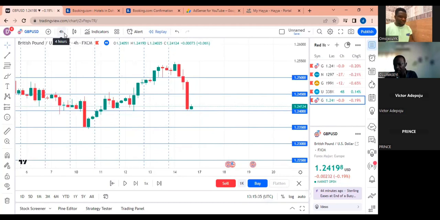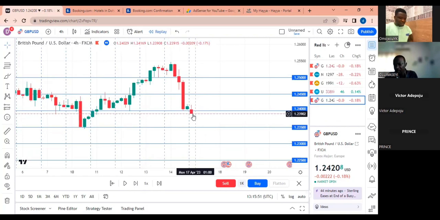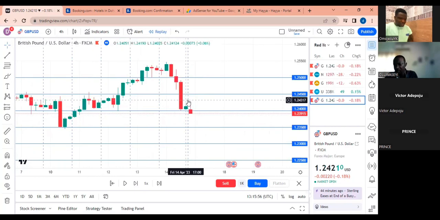So, let's start it. This is on the 14th, which is Friday. So the market is about closing here. So we just play it. Now this is the first candle that comes out on Monday. We can see the separation now. This line is between Friday and Monday. So now Monday, the market has opened.